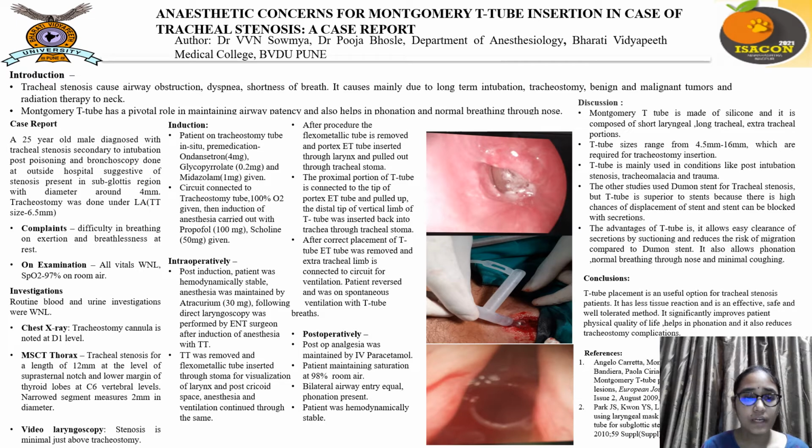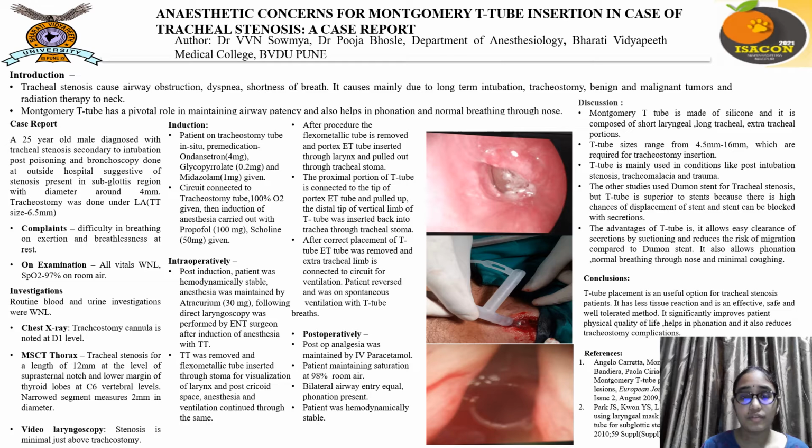Anesthesia was maintained with atracurium 30 mg. Following induction of anesthesia, direct laryngoscopy was performed by the ENT surgeon with the tracheostomy tube. Tracheostomy tube was removed and a flexometallic tube inserted through the stoma for visualization of larynx and post-cricoid space. Anesthesia and ventilation continued through the same.